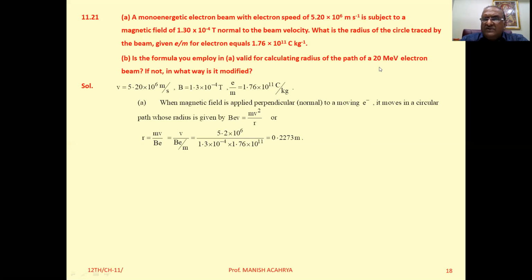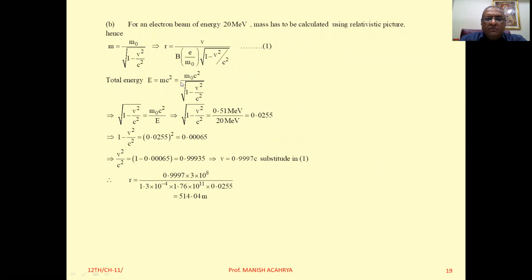If the electron is with energy 20 MeV, in the previous example we discussed it was with energy 10 MeV, then also its speed was greater than c. So here also the energy is tremendously large, so we can't employ this particular equation. But now we have to modify this one with the help of relativistic mass of electron. So we have to use m equal to m0 upon under root 1 minus v square by c square.